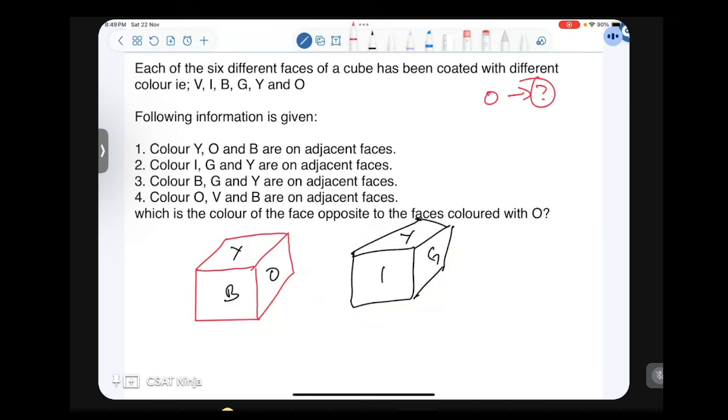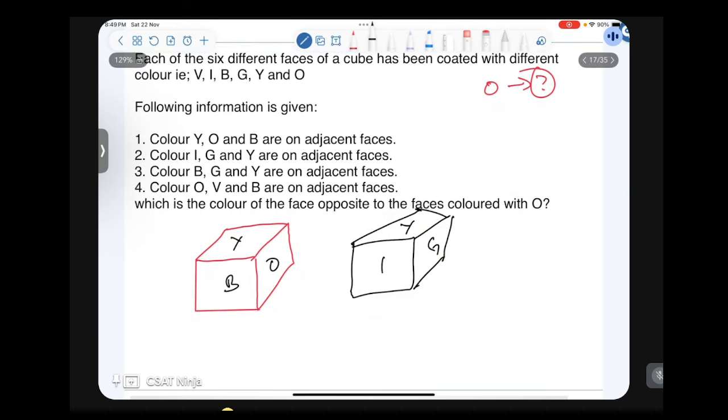So now what I can do is, I can do like this. I don't know the options. That's the reason why it's complex here. But since Y is common, Y, O, B, I'm writing clockwise, okay? Same thing here, Y, G, I. So which means the opposite to O is nothing but G here. So this is what I'm getting. Now you don't need to go for statement number 3 or 4 or any other. Just by using these 2, we are getting the answer.